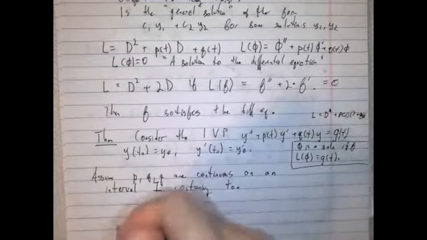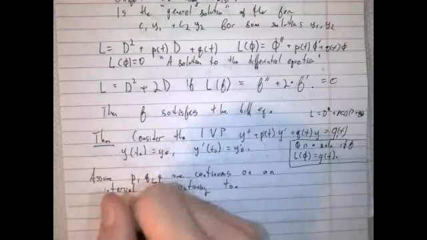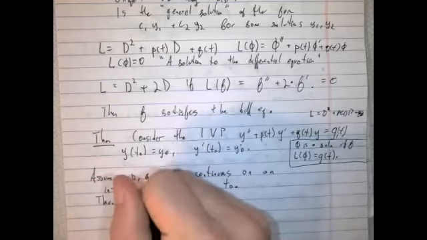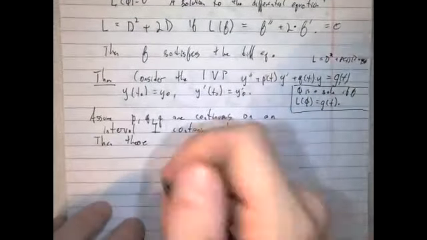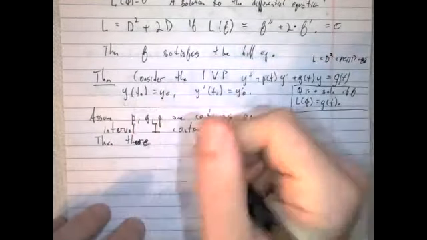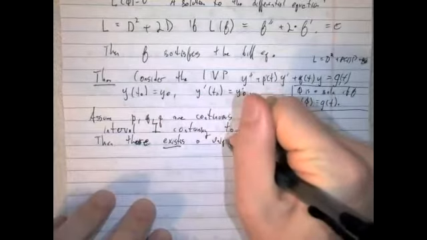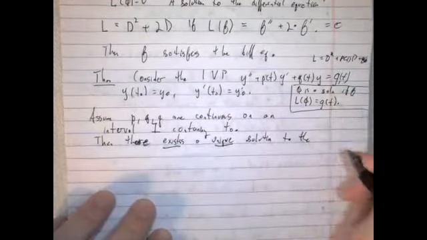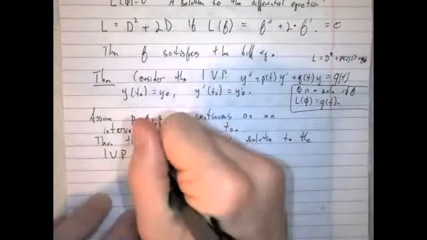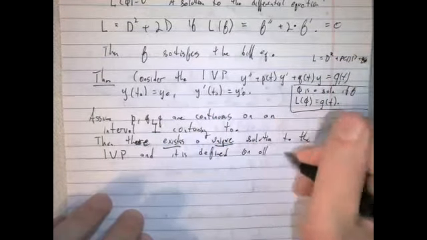It exists within the interval, but you can't extend it any farther than where the function lies continuous. Yes, so then there exists a unique solution to the IVP, and it is defined on all of I.